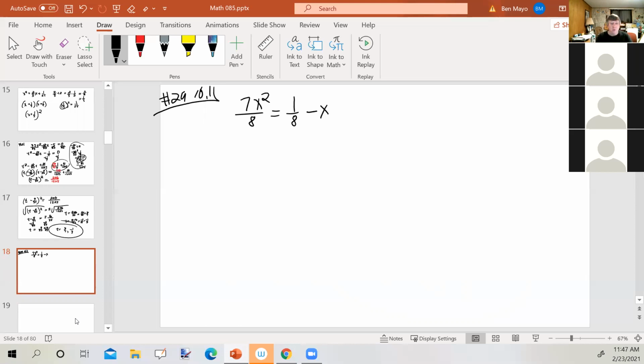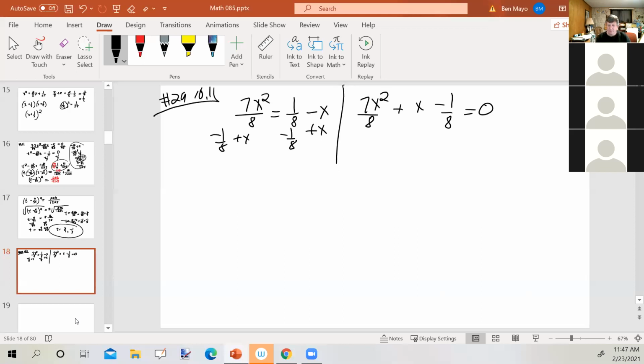Okay, so my first big goal is to get this in standard form. So I'm going to put everything on the left side of the equation. So I'm going to add an x and subtract 1/8. So that's going to give me 7x squared over 8 plus x minus 1/8 equals 0. Okay? All right there, Paula?